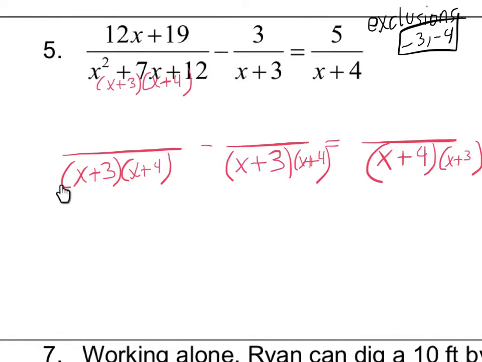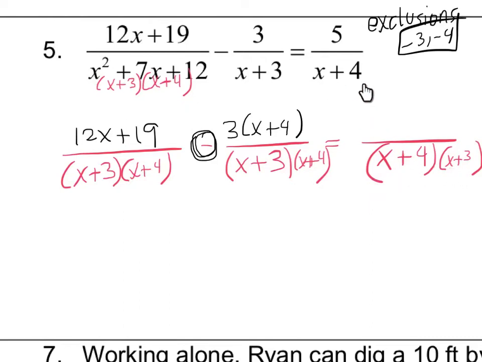Now, compare exactly the same. So 12x plus 19, you copy it. You do not multiply it by anything. Now, this one, what's missing? X plus 4. So you multiply 3 by x plus 4. Now I like this problem because most of you forget about the negative over here. Forget to distribute that. So this one, compare it. What's missing? X plus 3. So you multiply 5 by x plus 3.